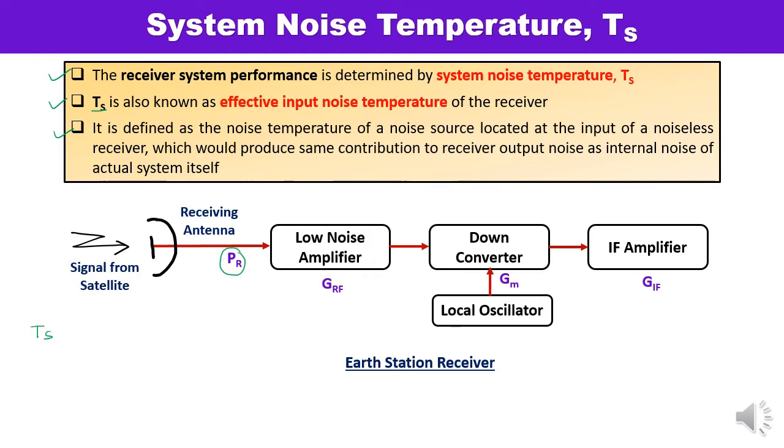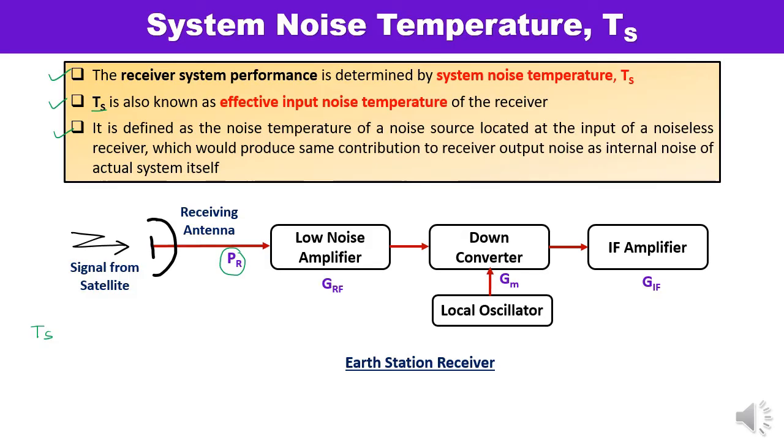First it is passed through a low noise amplifier. If the gain of this stage is GRF, it is then converted into an IF with the help of a down converter and local oscillator, where the gain of this stage is GM, and the gain of the IF amplifier is denoted by GIF.